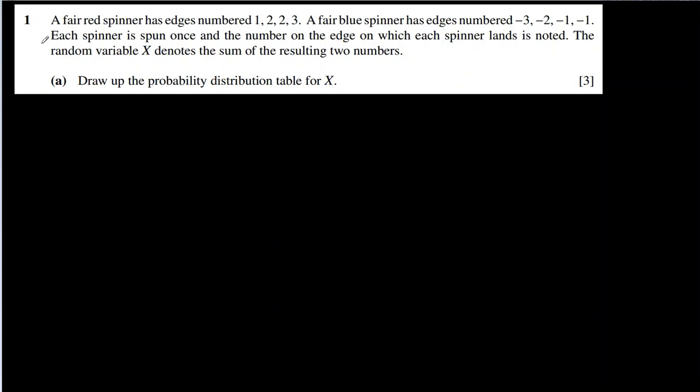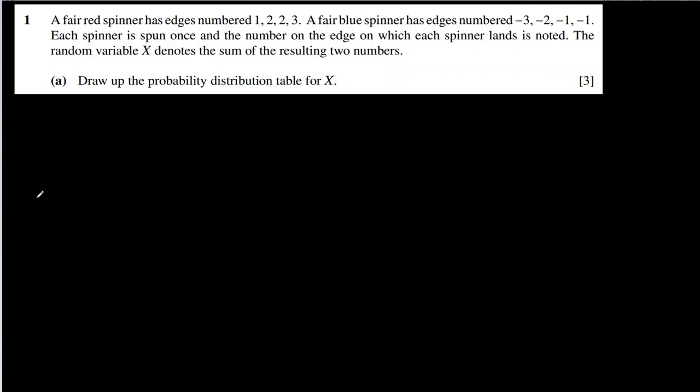Question number 1. A fair red spinner has edges 1, 2, 2, 3. Actually, it is not fair because the 2 comes twice, but we'll count it once so that it becomes fair. Similarly, a blue spinner has these 4 outcomes. Each spinner is spun once and the number of the edge on which each spinner lands is noted. Then random variable X denotes the sum of the resultants.